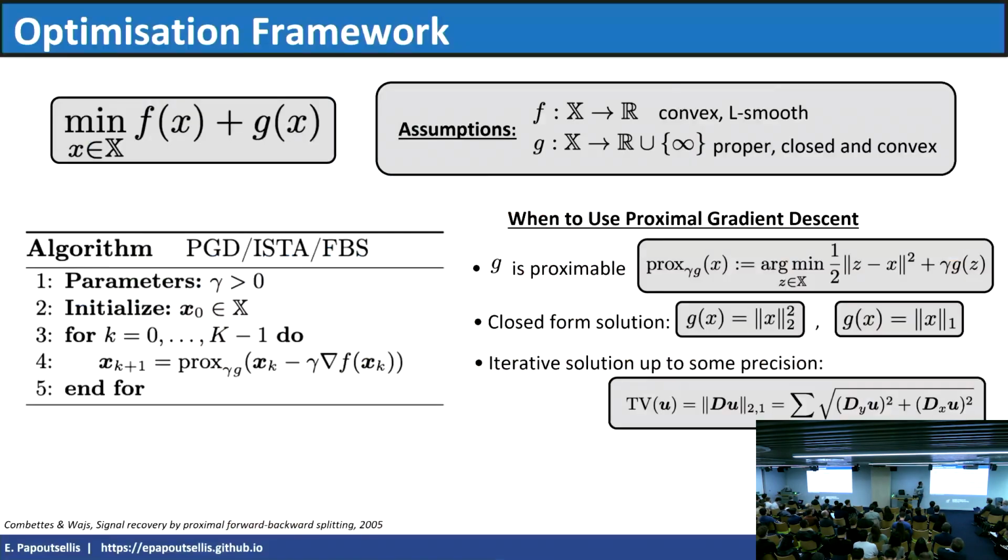To set up the optimization framework, we have this minimization of two functions. Both of them are convex, and F is Lipschitz smooth. We have this algorithm, proximal gradient descent, or ISTA, or forward-backward splitting, which after a gradient descent step, we apply the proximal. For G, we can have a proximal that has a closed form solution, or we can use an iterative solution, for example, using the total variation function.